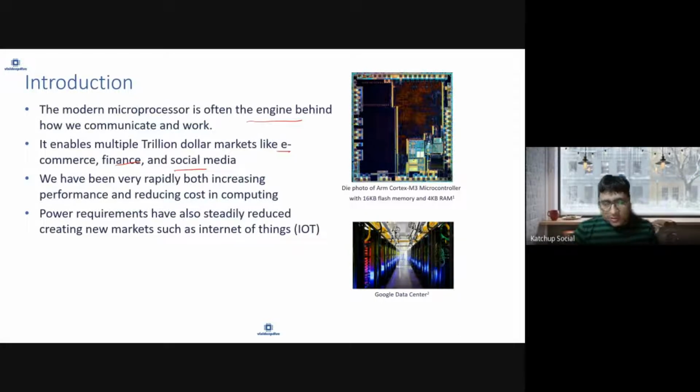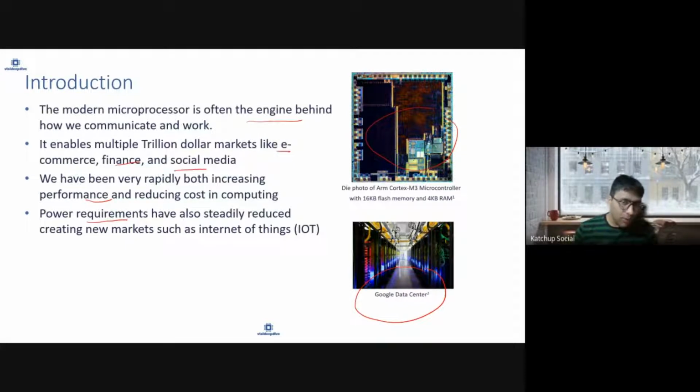Over the years, since the first transistor was built in the last century, we have been very rapidly increasing the performance and reducing the cost of computing. You see this because of the exponential growth in performance and reduction in cost. You will see large Google data centers, which employ multiple servers or microprocessors, and Apple CPUs, which consist of billions of transistors. Over the years, power requirements have also steadily reduced.